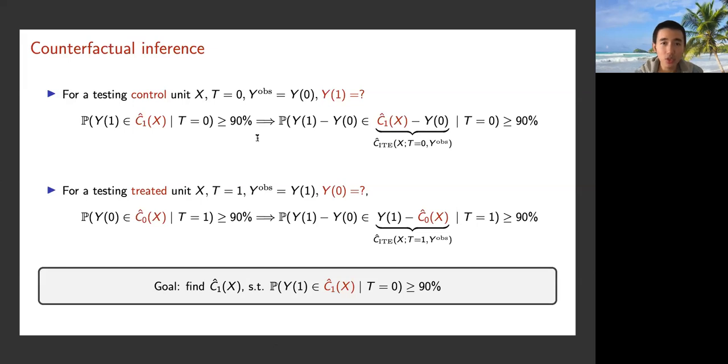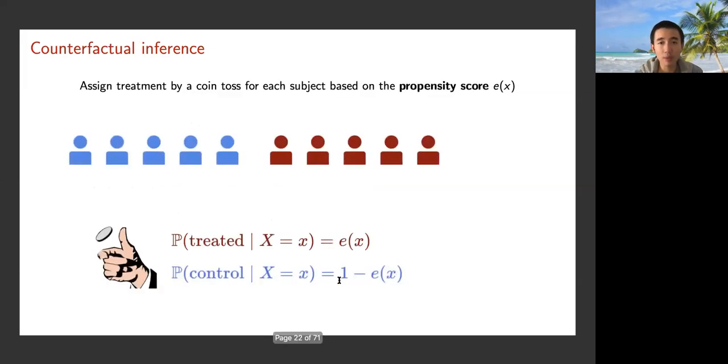So these two lines show that we can reduce our task into finding a C1 hat that covers y1 with probability 90%. So in other words, we turn our problem into a counterfactual inference problem. And now let me briefly review this data generating process.